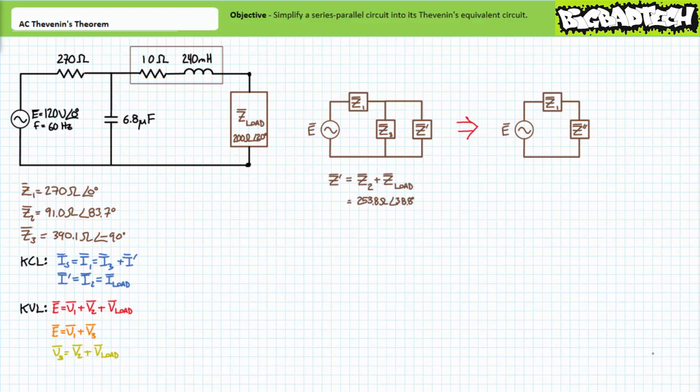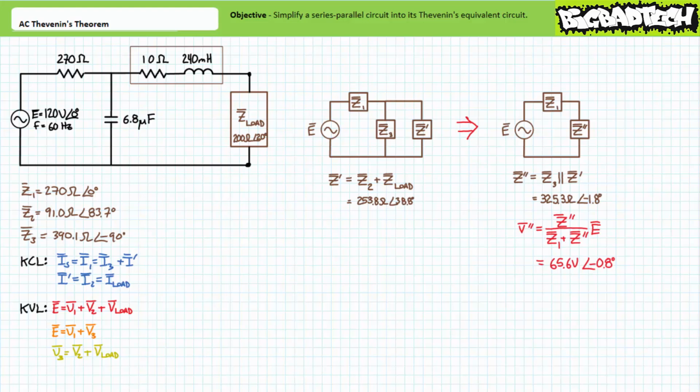Let's now perform an analysis of these much simpler circuits, then map these properties back to our original series parallel circuit. Z2 and Z load taken in series present a complex impedance of approximately 253.8 ohms at an angle of 38.8 degrees. Z3 and Z single prime taken in parallel present a complex impedance of 325.3 ohms at an angle of negative 1.8 degrees. There are several ways to obtain our desired figures.